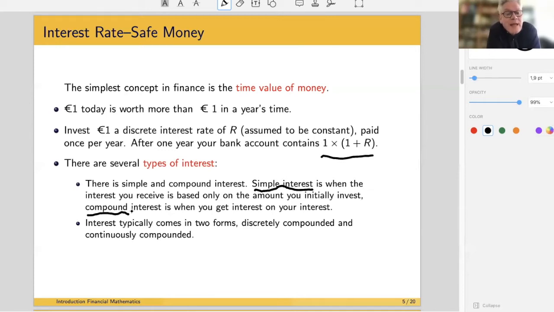Yeah. And then interest typically comes in two forms. It's either discretely compounded, so every month, every week, every day, or it is continuously compounded, that each millisecond in time, your money grows a little bit. And that continuously compounded interest rate is a model that we often use in finance.